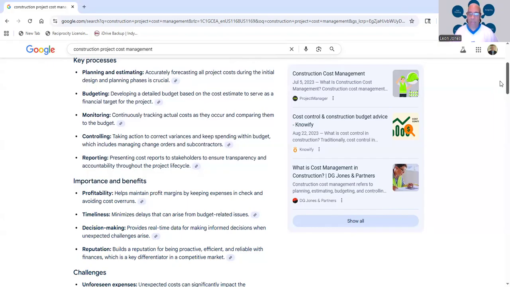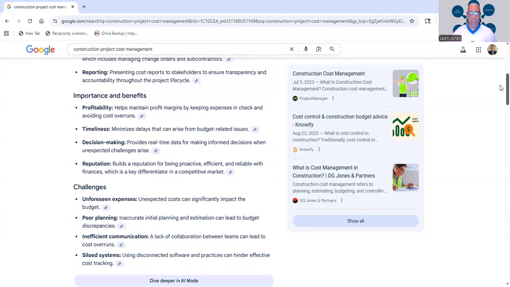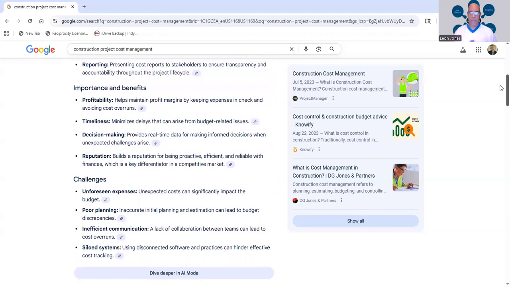Timeliness minimizes delays that can arise from budget related issues. Decision making provides real time data for making informed decisions when unexpected challenges arise. You have your reputation for being proactive, efficient, and reliable with finances, which is a key differentiator in a competitive market.